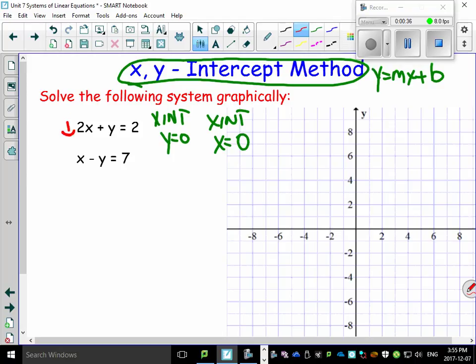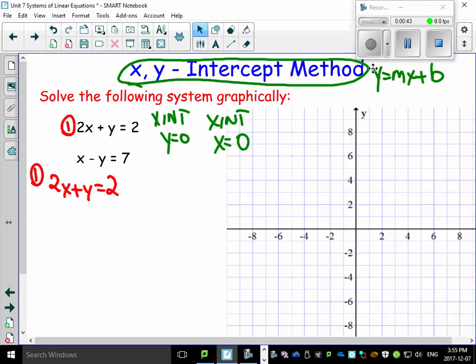Let's try this. There's number 1 here, and number 1 is 2x plus y equals 2. And watch how easy this is. I want to show you. Let's do the x-intercept first.